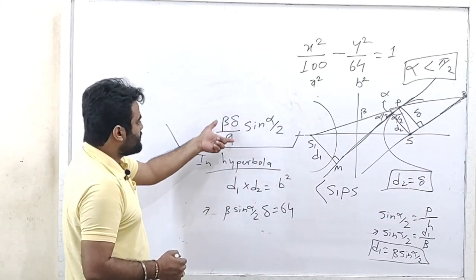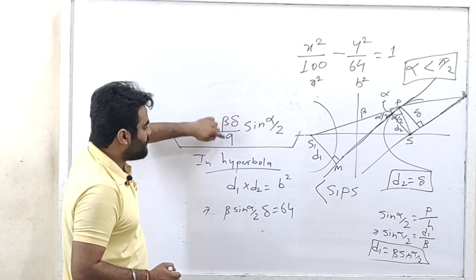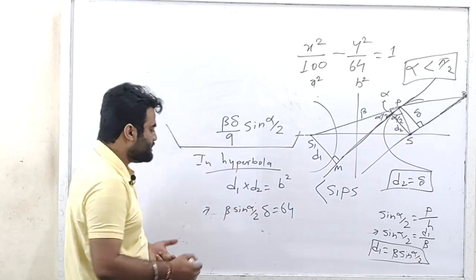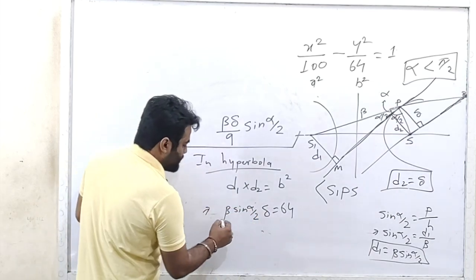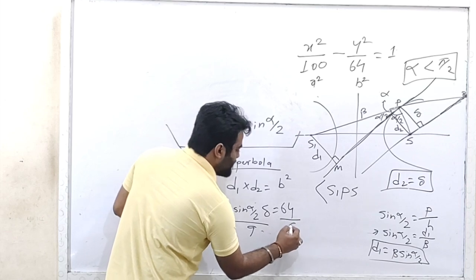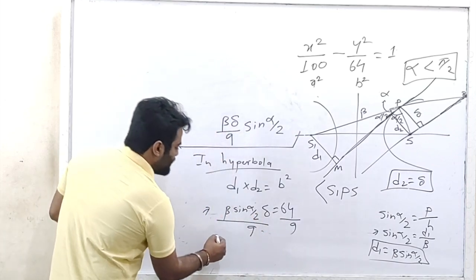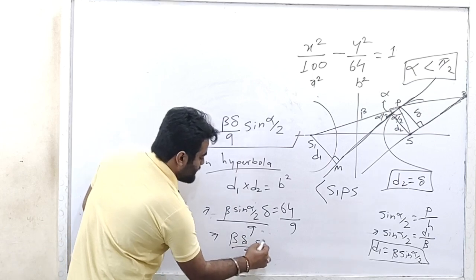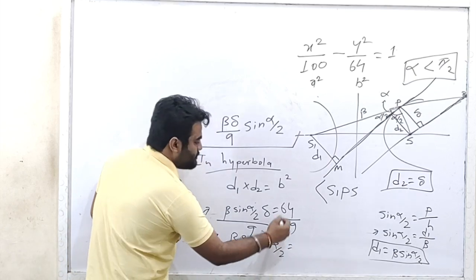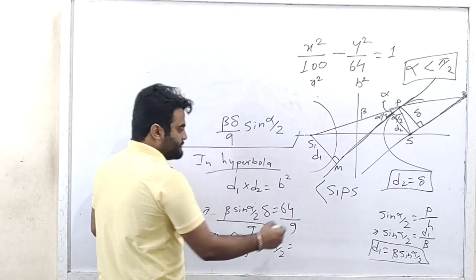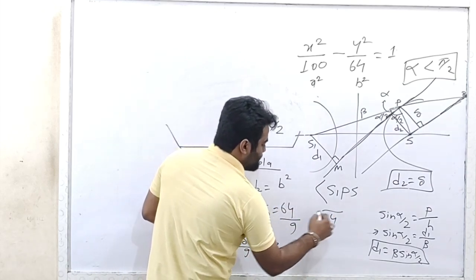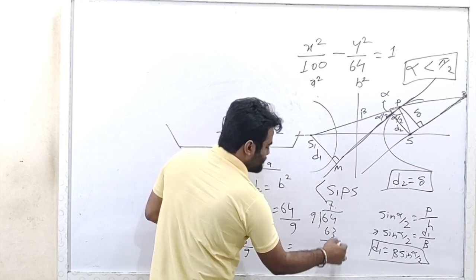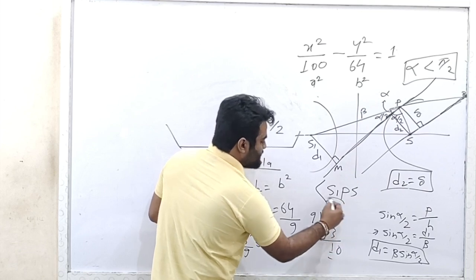Now if you see the question, they are asking for beta delta upon 9. Here we don't have 9 anywhere, so let's divide both sides by 9. Dividing by 9, here you get beta delta upon 9 sine alpha by 2 is equal to 64 divided by 9, which is 7.1.